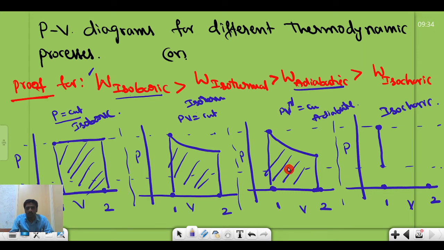Now please look at this graph. The area is more, so the work done is more in the isobaric process. The isothermal area is a little bit smaller, so its work done is comparatively less than the isobaric process. The adiabatic process is less compared to the isothermal process. The isochoric is a very small value compared to all the processes. That's why the relation is W isobaric is greater than W isothermal, greater than W adiabatic, greater than W isochoric.